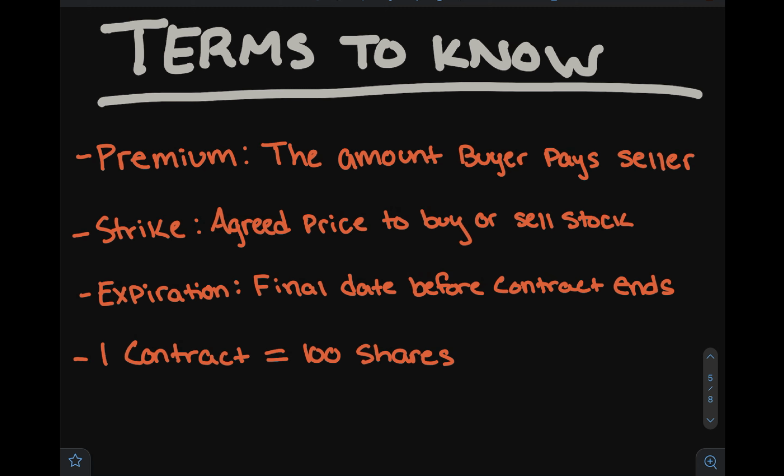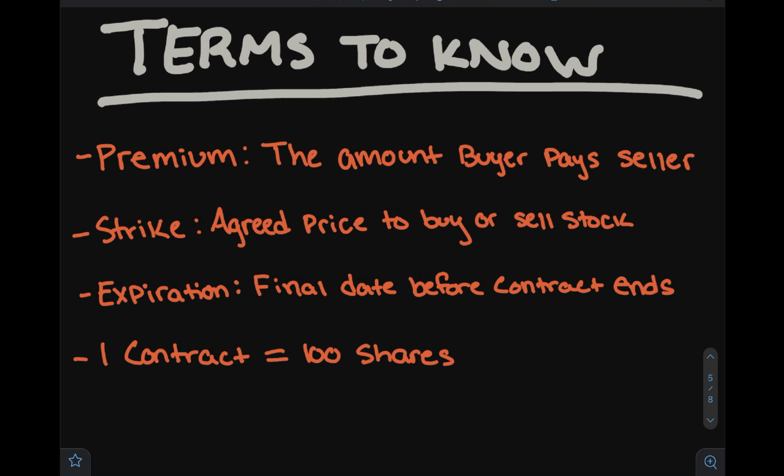The strike price is an agreed price to buy or sell a stock at. So the share price, let's say Apple hypothetically is $100, but you're trying to buy the call at $110. So that is the strike price. The strike price can be at anything, above, below, or right at the share price. And the expiration is the final date before the contract ends.